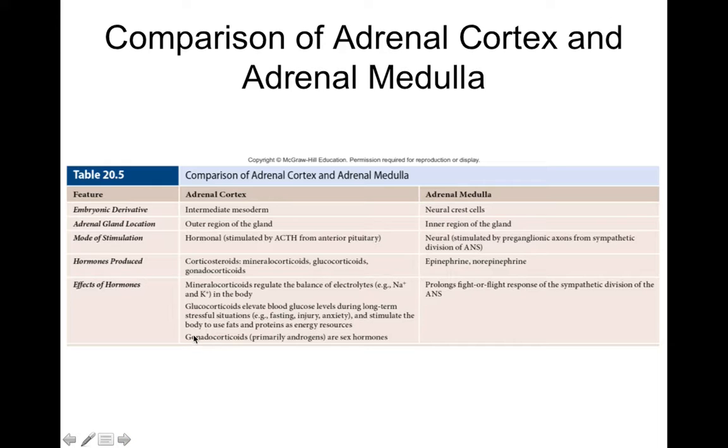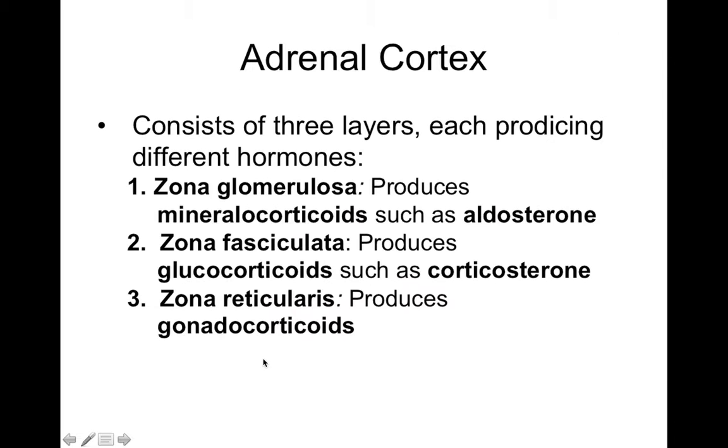Now, the last class of the corticosteroids is the gonadocorticoids, which are basically sex hormones, so you don't only get sex hormones from the gonads, you can also get sex hormones from the adrenal cortex, specifically these gonadocorticoids. And we'll come back to this. Now remember, zona glomerulosa produces the mineralocorticoids, fasciculata makes the glucocorticoids, and reticularis makes the gonadocorticoids. Now these are numbered from superficial to deep.